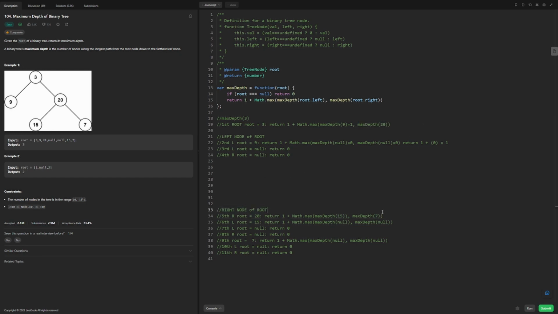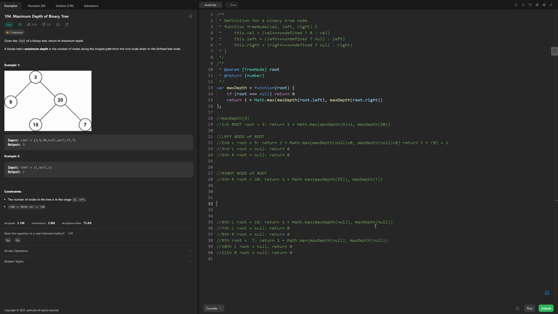Our fifth step finally checks the right node. So we're going to execute this function right here, maxDepth 20. Root is 20. It's not equal to null, so we skip over this and we return the second line. 1 plus Math.max for maxDepth 15, that would be root.left of 20, and maxDepth of 7, which would be root.right of 20. But remember, we're not going to check right until we check all of left.